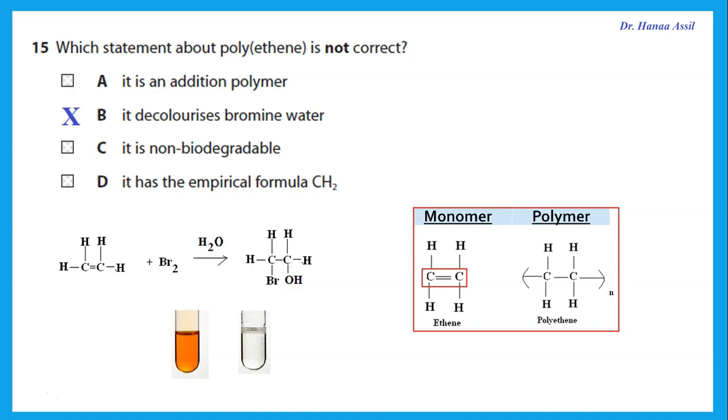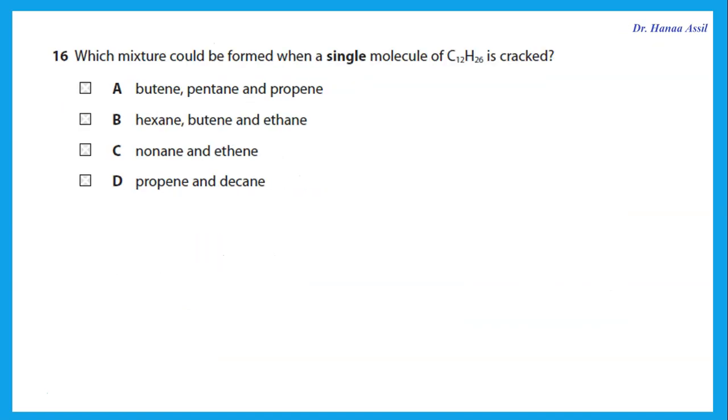If we say the polymer is non-biodegradable, yes, we said the problem with these polymers is that they are non-biodegradable, so they accumulate in dump sites. It has the empirical formula CH2. Yes, the simplest formula for this polymer would be CH2.